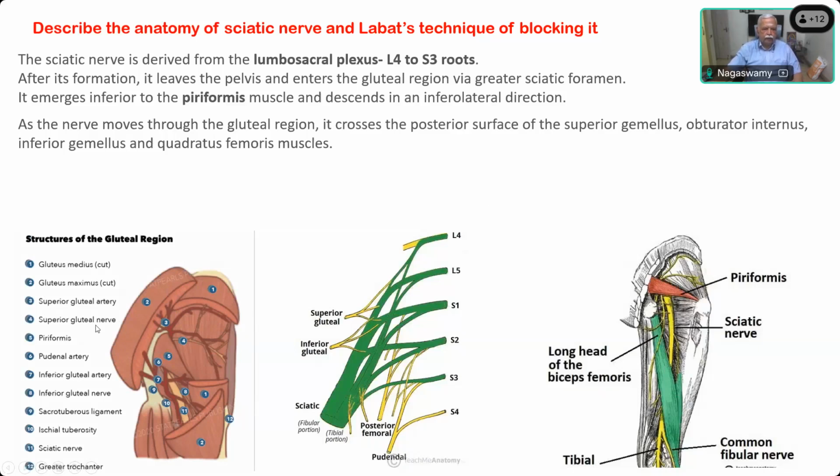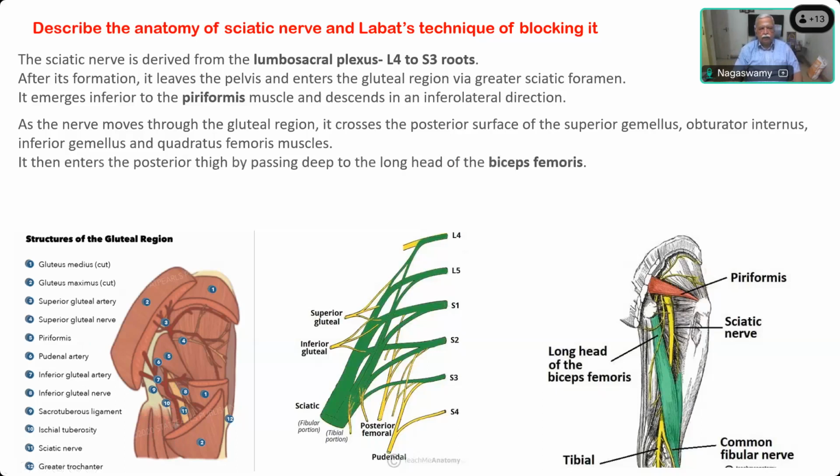And then the superior gluteal artery and superior gluteal nerve are very close to this nerve. And the piriformis muscle is there. And the inferior gluteal artery, inferior gluteal nerve. All these are the close relations to the sciatic nerve. And here you can see this is the nerve coming out. And these are all the other structures which are in close relationship to that.